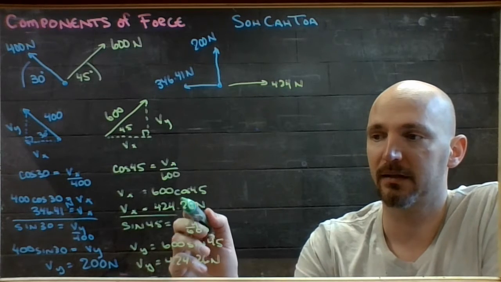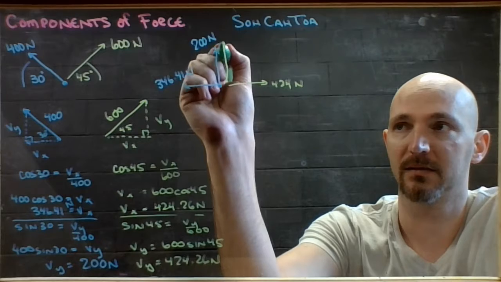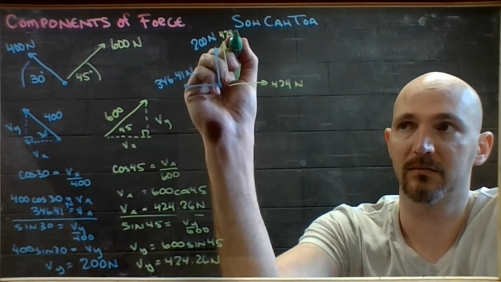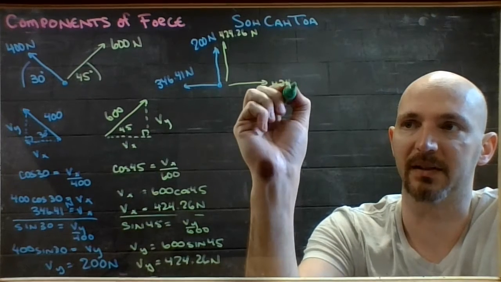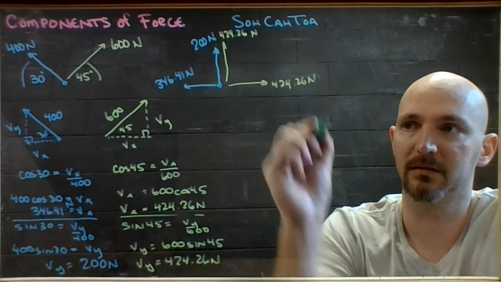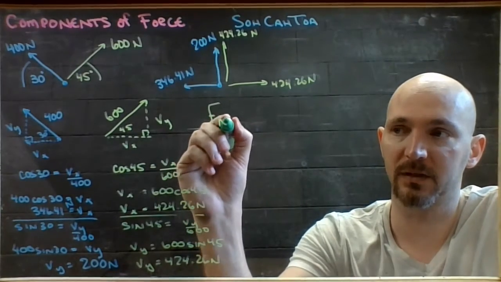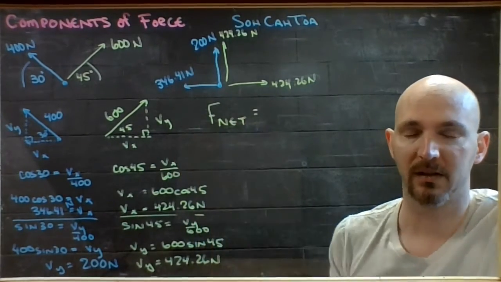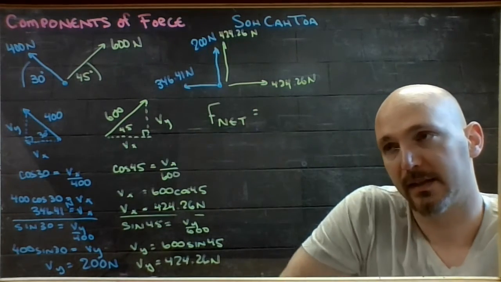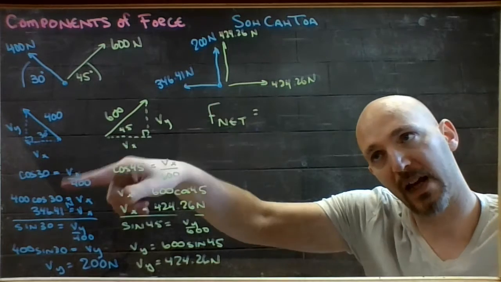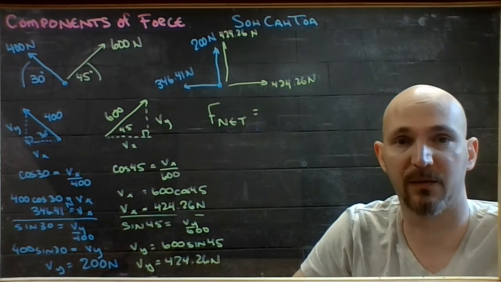And a vertical force of 424.26. I guess I should include the 0.26 there. Okay, so net. That means add them all together. If I were to look at this, I have a horizontal force that way and a horizontal force that way that are going to fight each other, one's to the left, one's to the right.